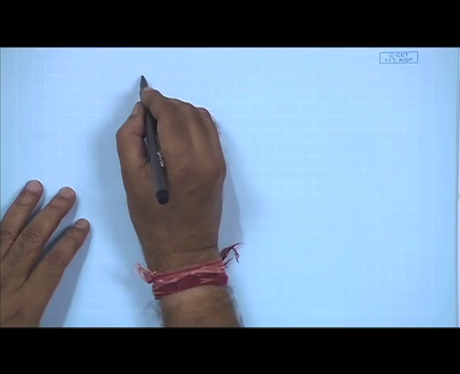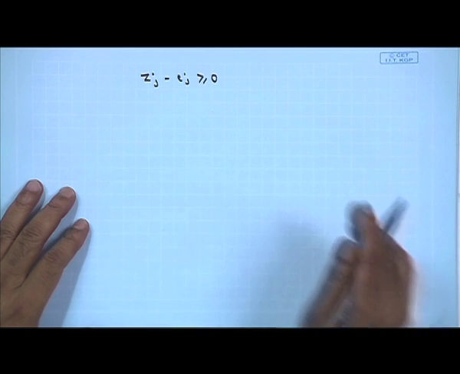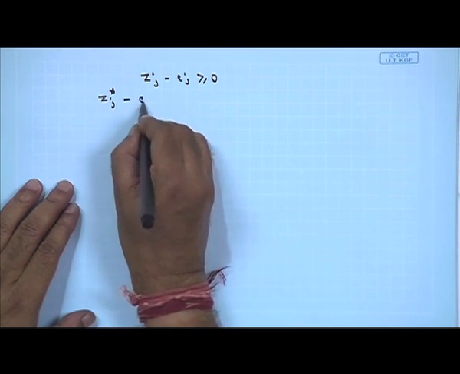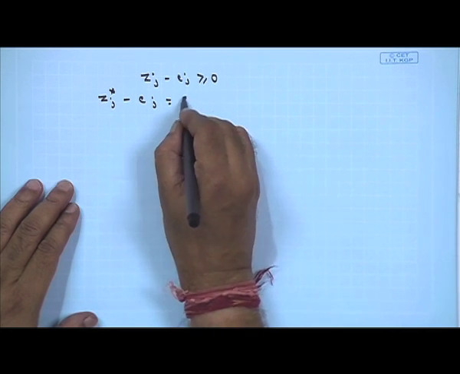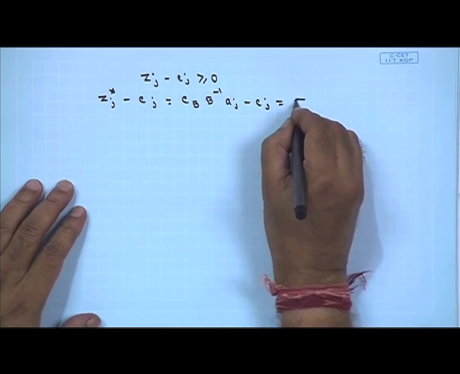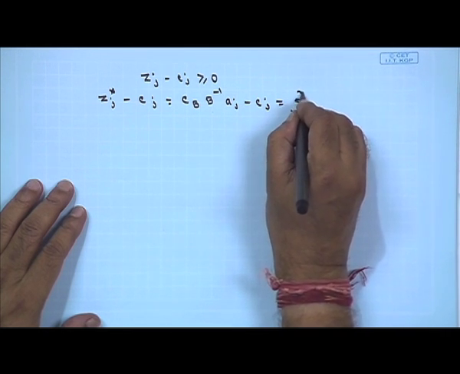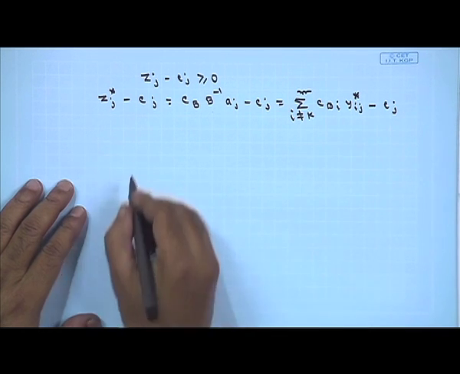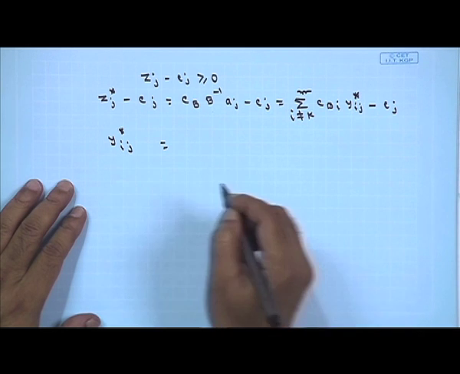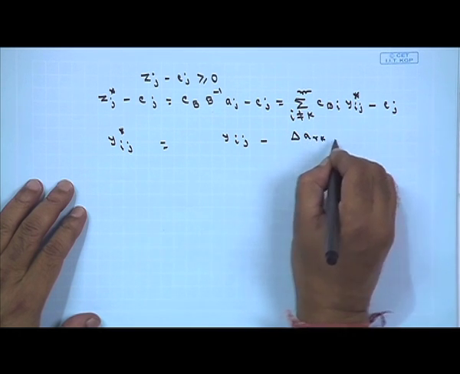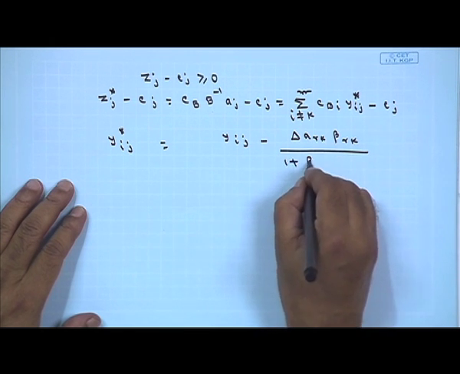For obtaining optimality, what do I have to find out? We know that for optimality the condition z j minus c j must be greater than or equal to 0 must be satisfied. Now, with the changes, z j has changed to z j star, so it equals c b b inverse a j minus c j, which you may write as the summation over i not equal to k to m of c b i y i j star, minus c j, where y i j star I can write as y i j minus delta a r k into beta r k divided by 1 plus beta k k.